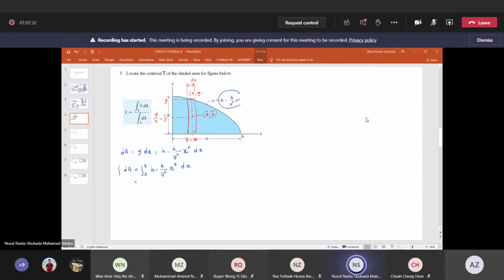Okay, you guys just need to integrate this, so it will become hx minus h over a^n times x^(n+1). Okay, divide by n+1. Okay, so then you guys have to solve this equal to ha minus h over a^n x is equal to a^(n+1), then minus 0.